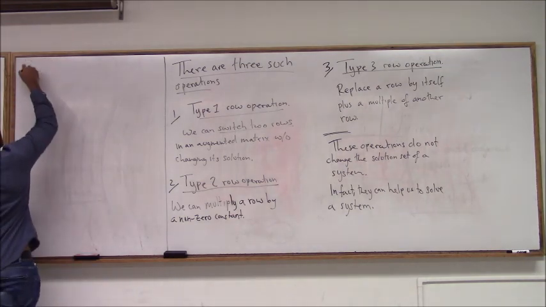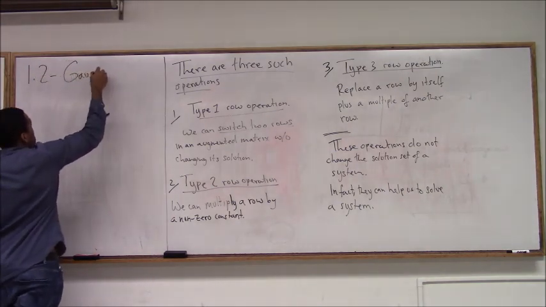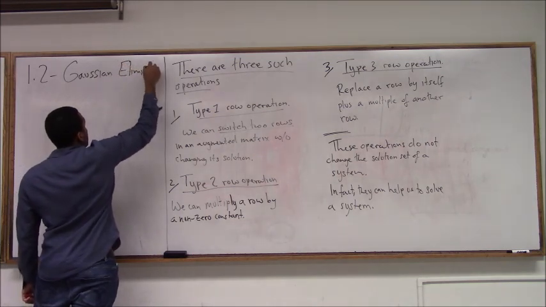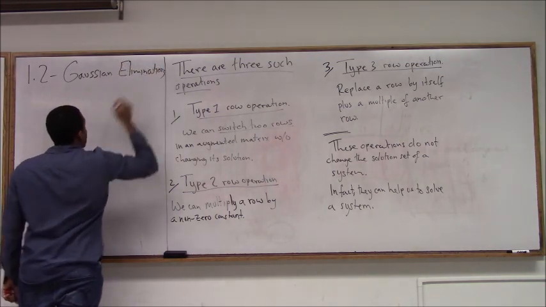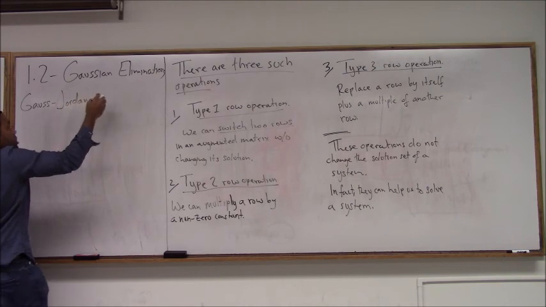So let's move on to 1.2, which is called Gaussian elimination, or Gauss-Jordan elimination. I'll tell you the difference between these two.